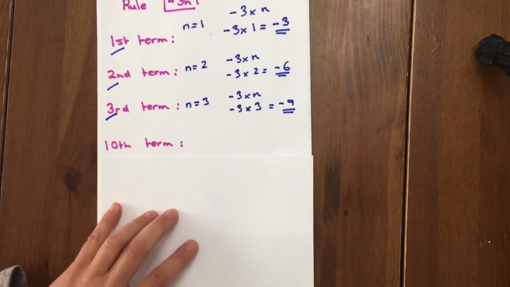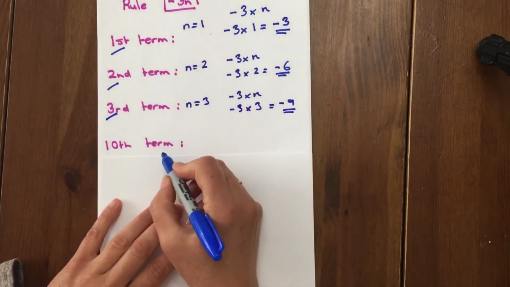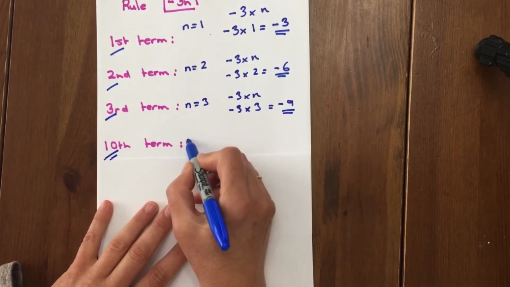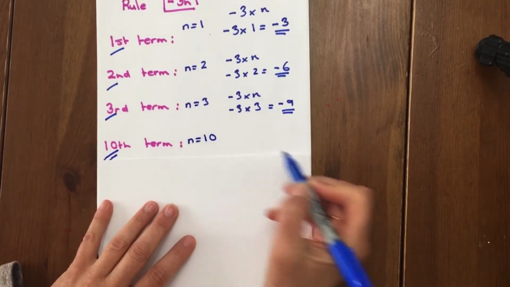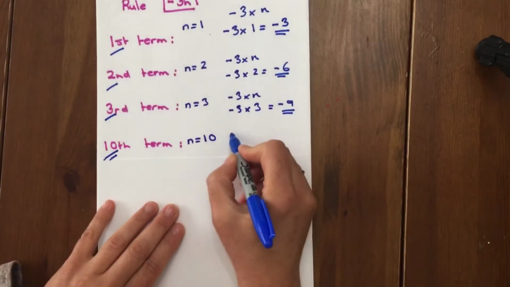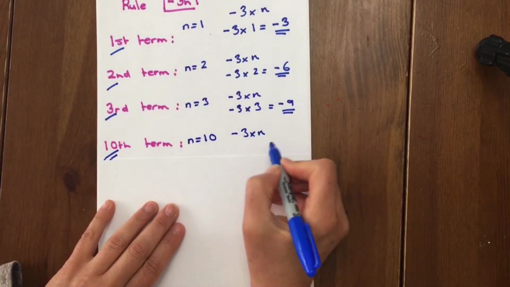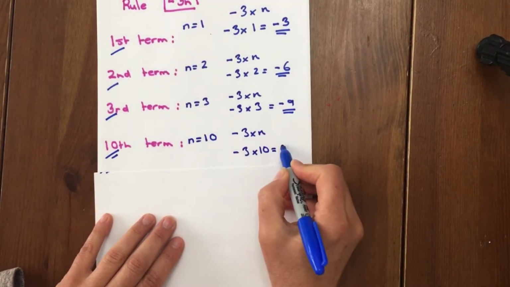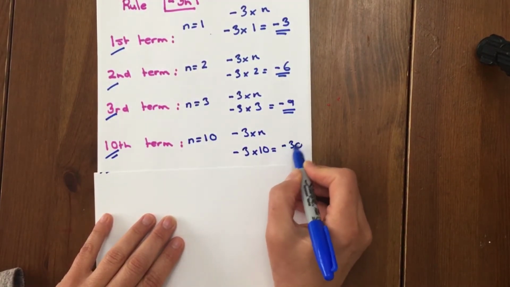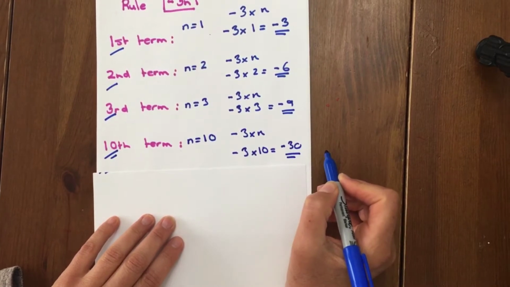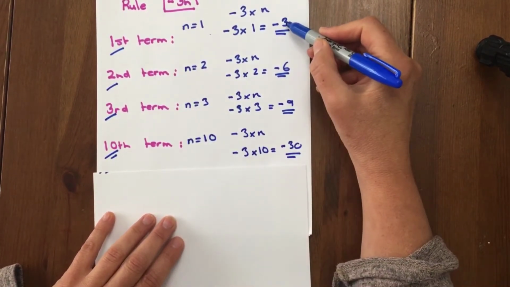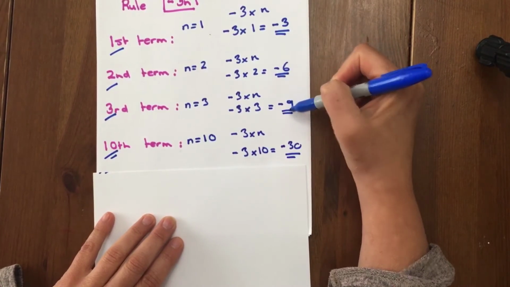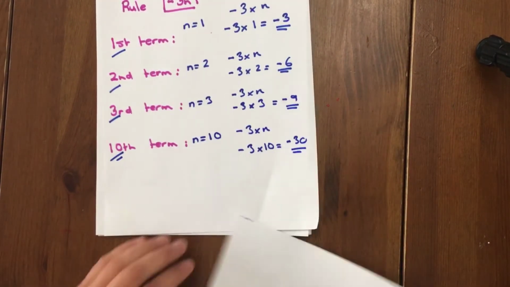Now, I set this as a challenge for the last homework. When I asked for the 10th term, all you do is put n equals 10 into the rule. So n is 10, so I get negative 3 times 10, negative 30. So my sequence is negative 3, negative 6, negative 9, my first three terms, and the 10th term is negative 30.